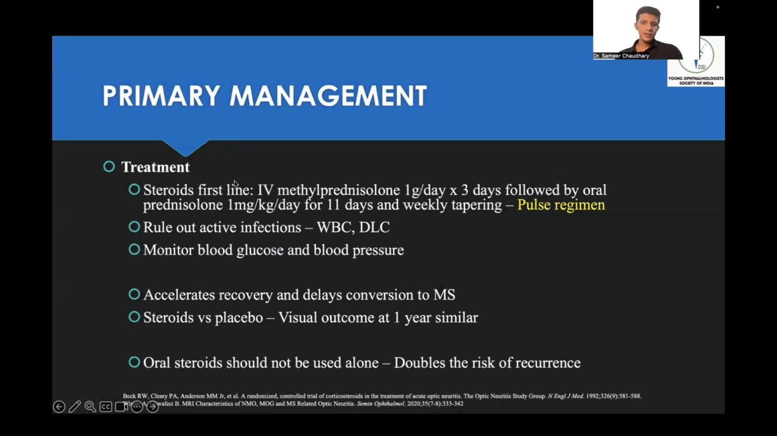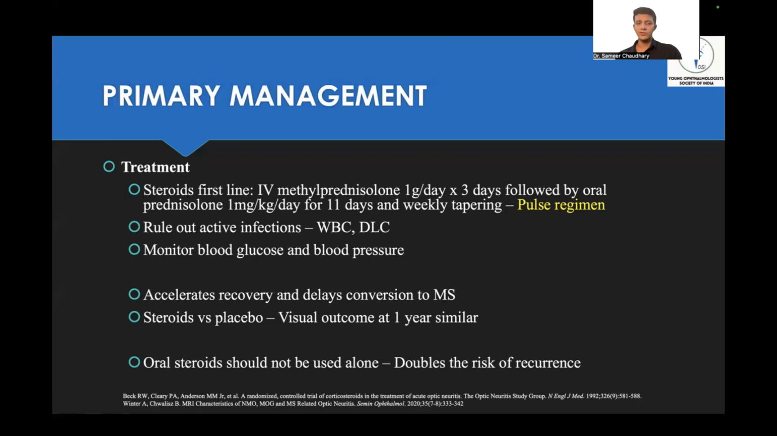So the treatment is as suggested by the ONTT trial. Steroids are the first line treatment. IV methylprednisolone 1 gram per day for 3 days, followed by oral prednisolone 1 mg per kg per day for 11 days, followed by weekly tapering. This is the pulse regimen. We should rule out active infections and monitor the blood glucose and the blood pressure of these patients. This accelerates recovery and delays conversion to MS.